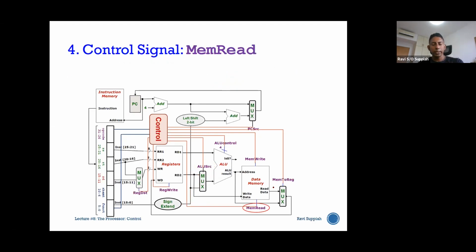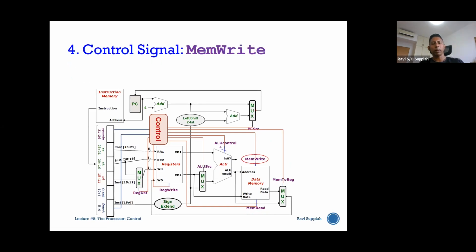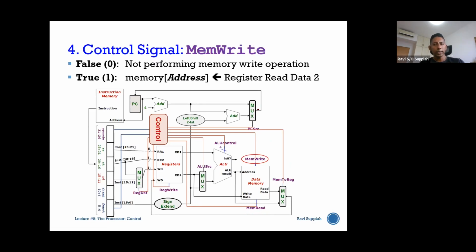Okay, next is memory read. So memory read and memory write, again, they are not connected to any multiplexer. They are basically to tell the data memory whether you are going to do a memory access or not. So if the line is activated, that means it's 1, that means I'm going to do a memory read. If it is 0, then you're not doing any memory read. Similarly for mem write, if it is 1, that means I am updating a memory location with new data. If it is 0, then I'm not performing any write in this instruction.